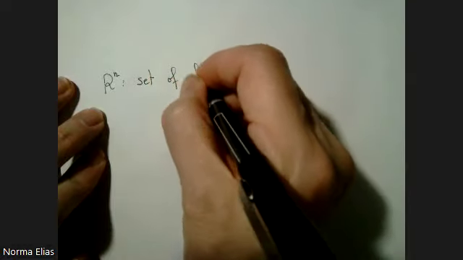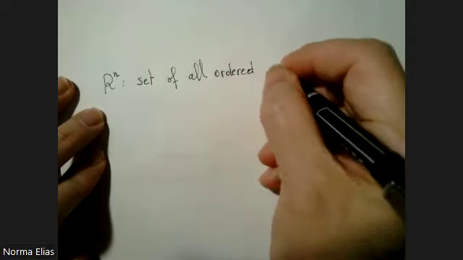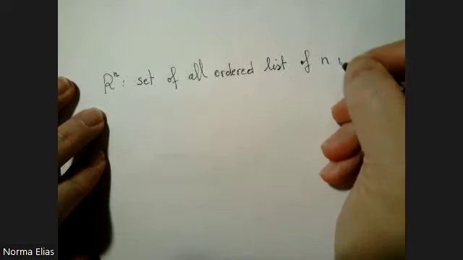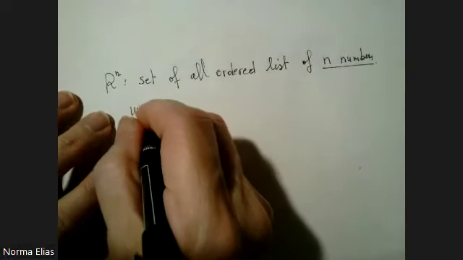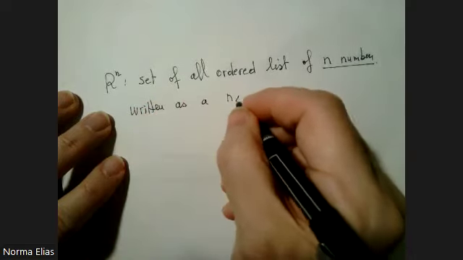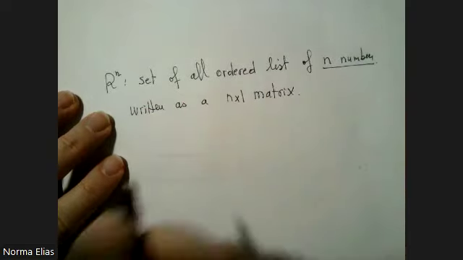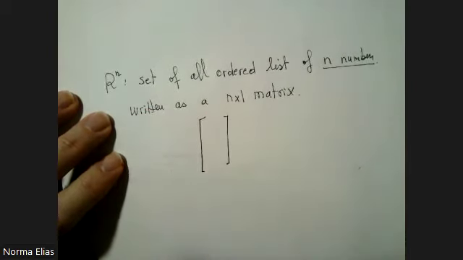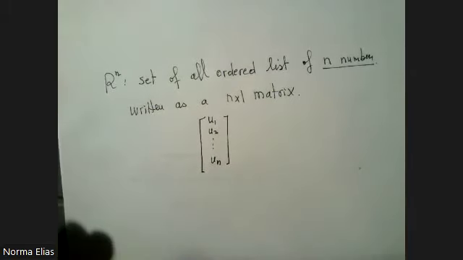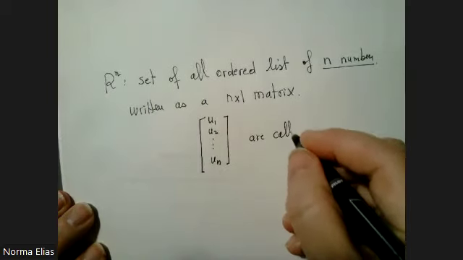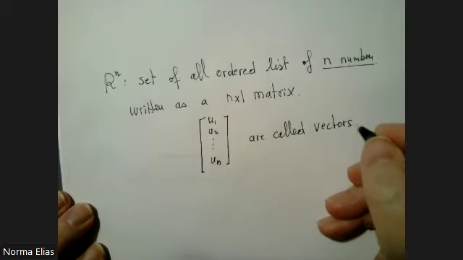Okay, Rn. No more than that. That's the definition we use. Rn is going to be nothing more than the set of all ordered lists of n numbers, written as an n×1 matrix. A typical element of Rn is a list of n numbers. So that's the definition of Rn, just a list of n numbers written as a column, and they are called vectors. That's the name we gave those points.